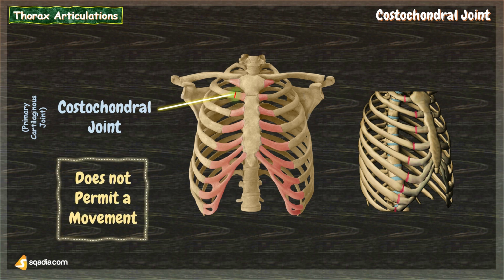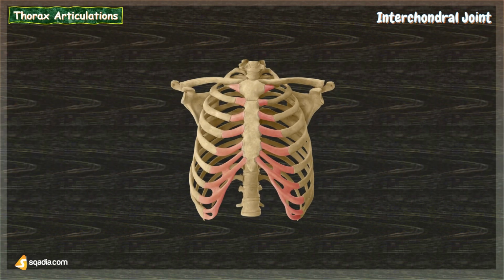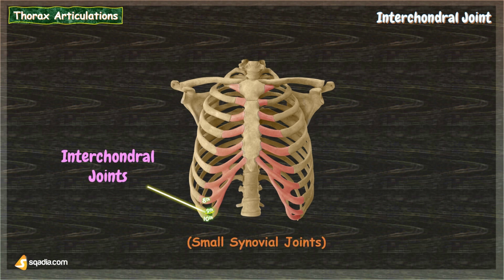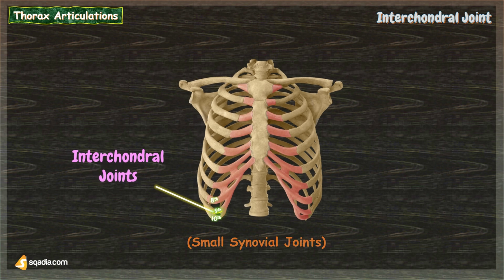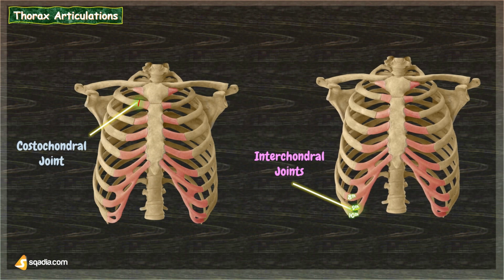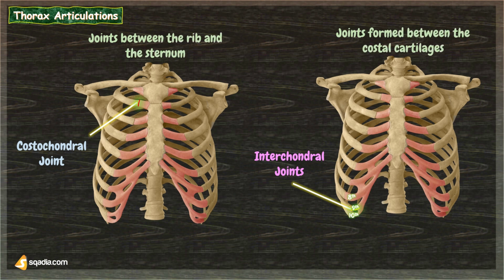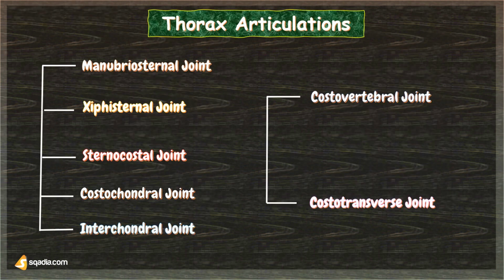Interchondral joints are the synovial joints located between the costal cartilages of the 8th, 9th, and 10th ribs. The name interchondral comes from the Latin inter, meaning between, and chondral, meaning of cartilage. Do not confuse these two joints, as the costochondral joints are the joints between the rib and the sternum, while interchondral joints are the joints between the costal cartilages themselves. These were the joints formed at the anterior aspect of the thorax.